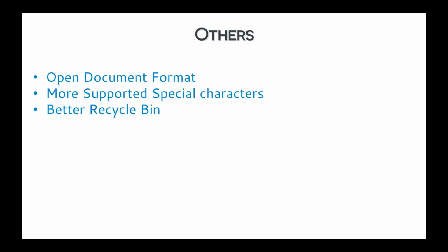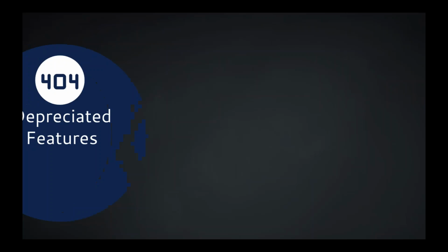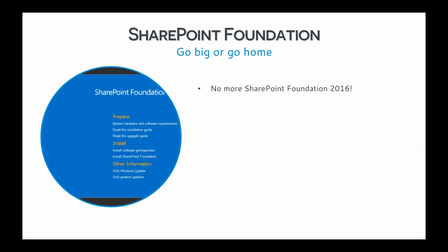Other cool features, you can now have the open document format. You have more supported special characters than you had before, a better recycle bin, and improved information rights management if your company uses it. Now, what features did we lose in SharePoint 2016? There's no more SharePoint Foundation 2016, so you can either stay on SharePoint Foundation 2013 or go online, but there is no free version of SharePoint on the 2016 version.